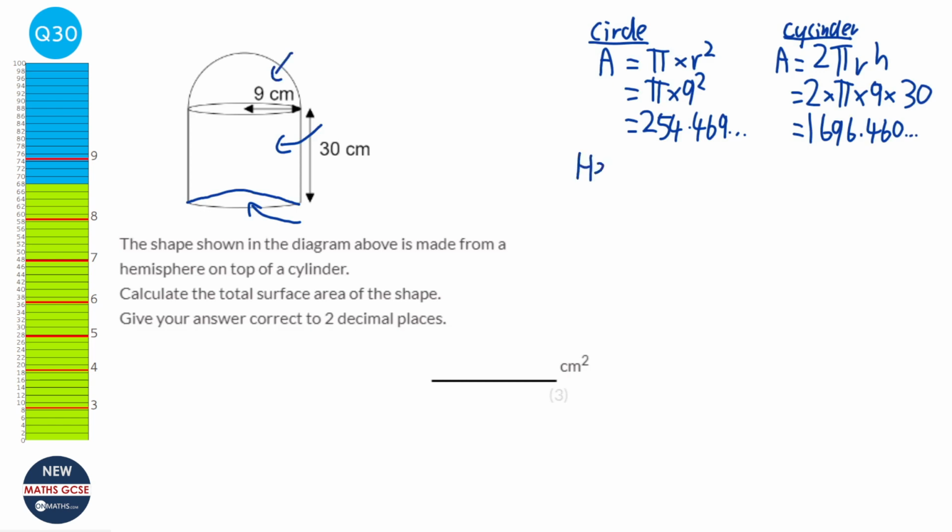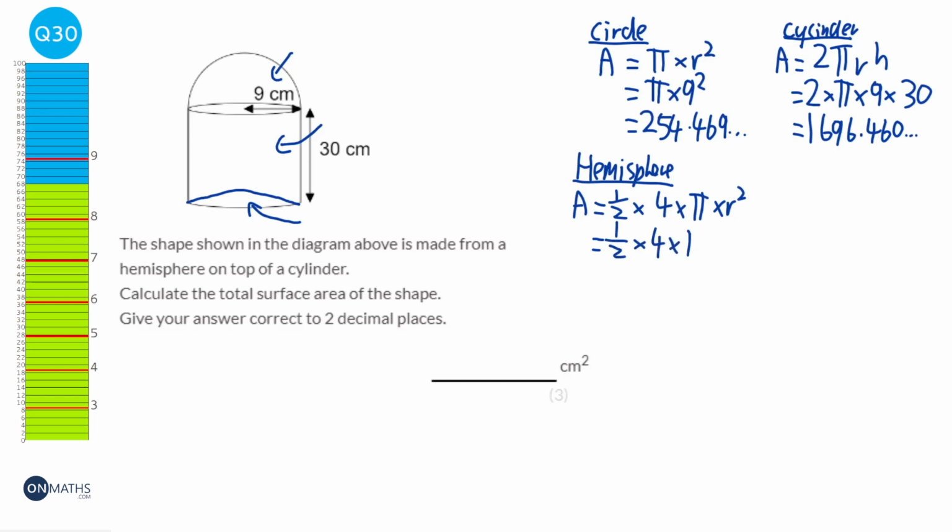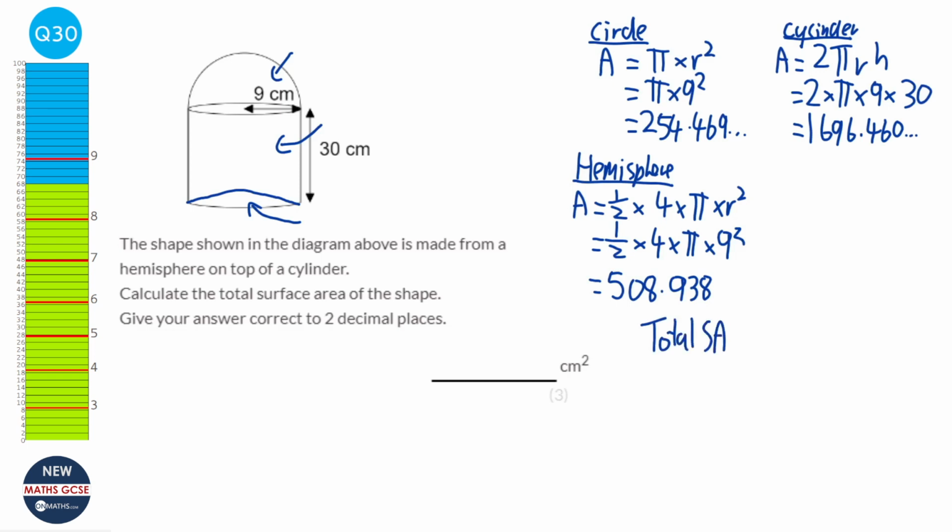And the last bit is this hemisphere here. So let's do the hemisphere. And the formula for the area of a hemisphere, well, the full sphere is 4 times pi times r squared, but because it's a hemisphere, it's half of that. And so it'd be half times 4 times pi times the 9 squared. And that will give us 508.938.